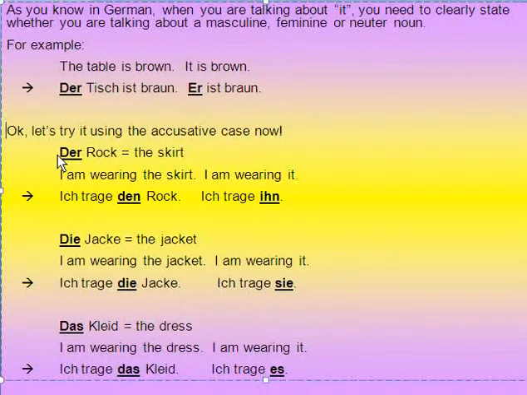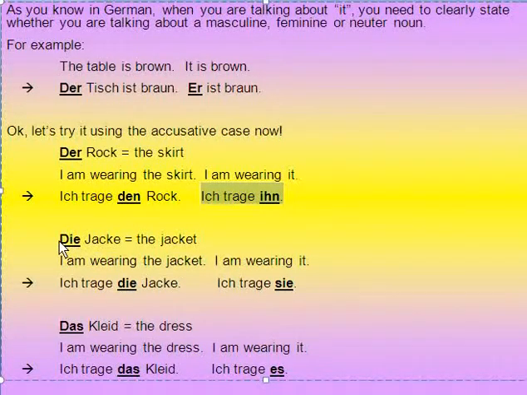So for example, if we have der Rock, which means the skirt, if you were saying I am wearing the skirt or I am wearing it, you would say ich trage den Rock, because der goes to den in the accusative case. And if you wanted to say I am wearing it, you actually need to say ich trage ihn. Okay, not ich trage er, ich trage ihn.